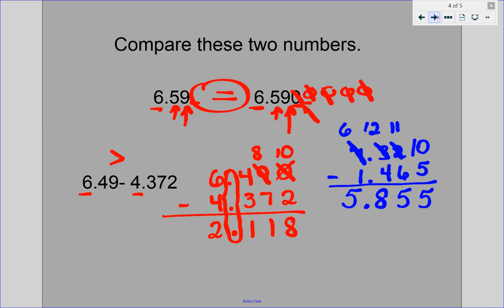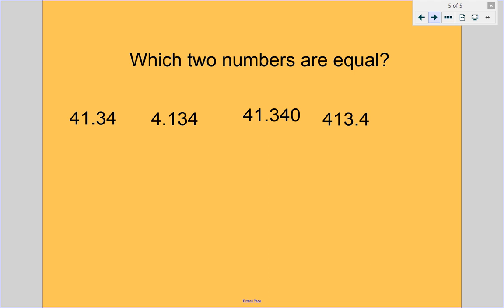Okay? All right. Let's see if we can answer this question. Which two numbers are equal? Take a look and see if you can figure out which two numbers you think are equal. Okay, do you have two choices in your head? All right, let's start taking a look at what we have.